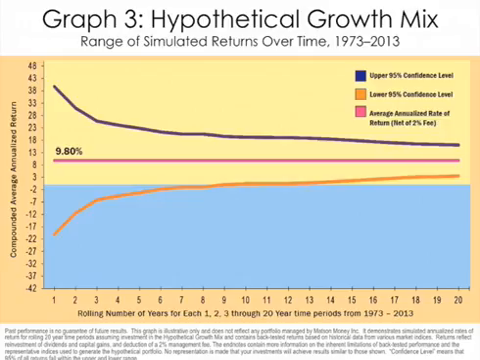Let's now look at the growth portfolio. Now, you may recall that the growth portfolio consisted of only 25% in fixed income and 75% spread among the U.S. and the international equity markets. So, graph 3 is showing the vortex of simulated annualized rates of return for the growth portfolio. And we can see that the average annualized rate of return is 9.8% net of a 2% fee.